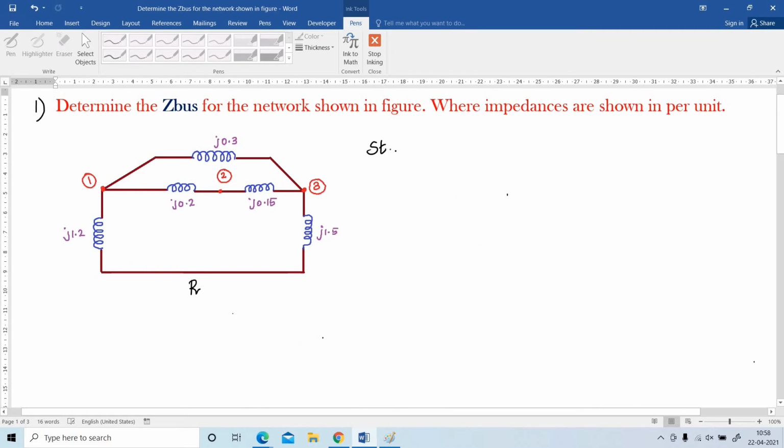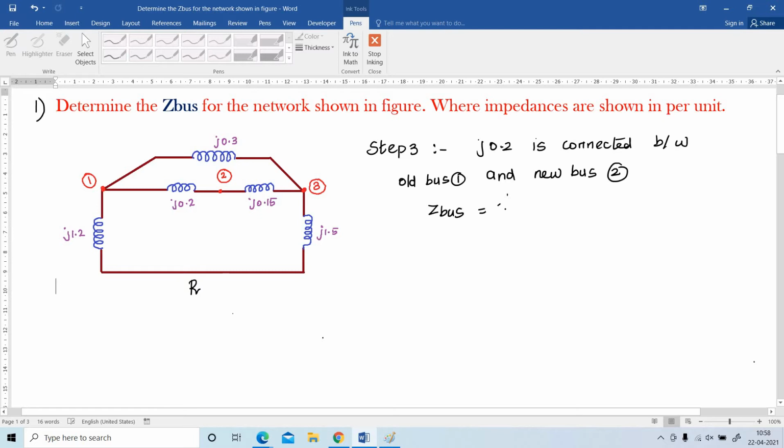Next, step number 3. J0.2 is connected between old bus 1 and new bus 2. Here the order of the matrix is increased by 1. Now the order of the Z bus matrix is 3 cross 3.